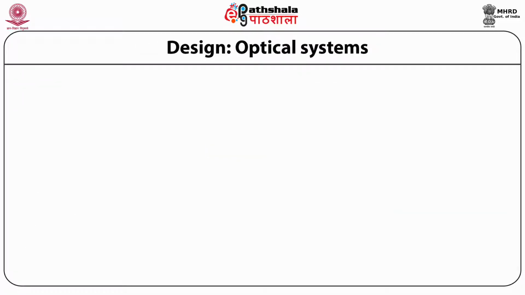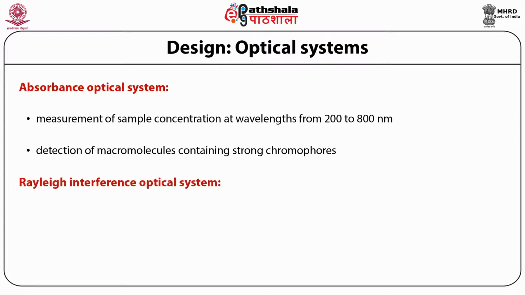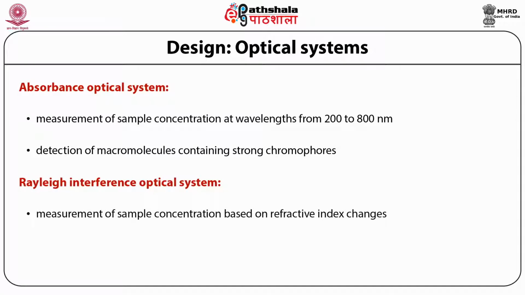Now we discuss the optical system that is used for the detection of molecules. It is based on the absorbance optical system, which measures the sample concentration at wavelengths ranging from 200 to 800 nanometers, and detects macromolecules containing a strong chromophore, so it can absorb in the visible region. Even non-chromophore containing molecules can be detected at their particular lambda max value. The other is the Rayleigh interference optical system, which is used for the measurement.